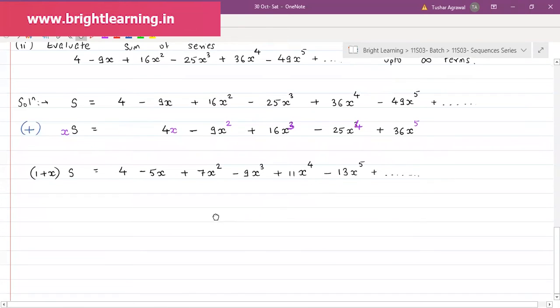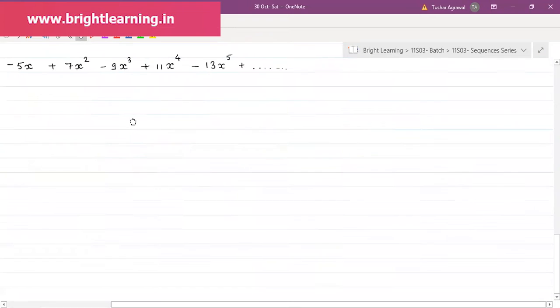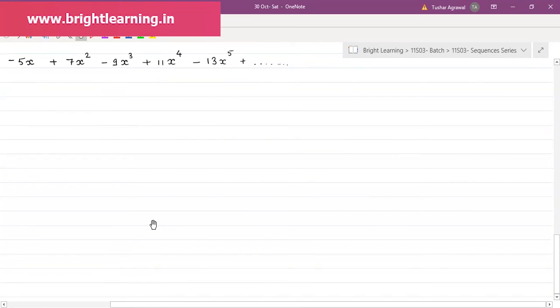So if I had given you only this much as a question, evaluate minus 5x plus 7x square minus 9x cube plus 11x to the power 4 minus 13x to the power 5, how would you have calculated that? Are you getting it? This is the starting point of the sum of an arithmetic-geometric series. I have given you a JEE level question directly.